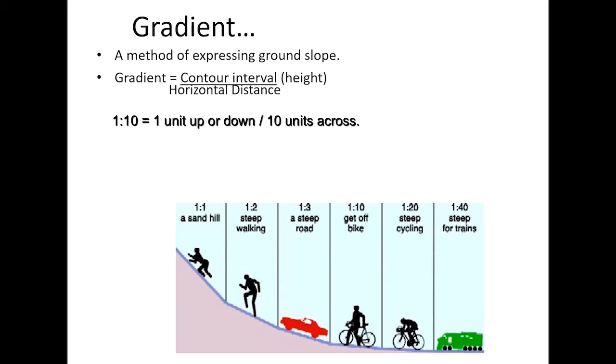So a 1 to 10 gradient is 1 unit up, or in fact down, and 10 units across. So a 1 to 1 ratio would be 45 degrees. Okay, so you can see that diagram there just shows what each of those different gradients would actually be like.